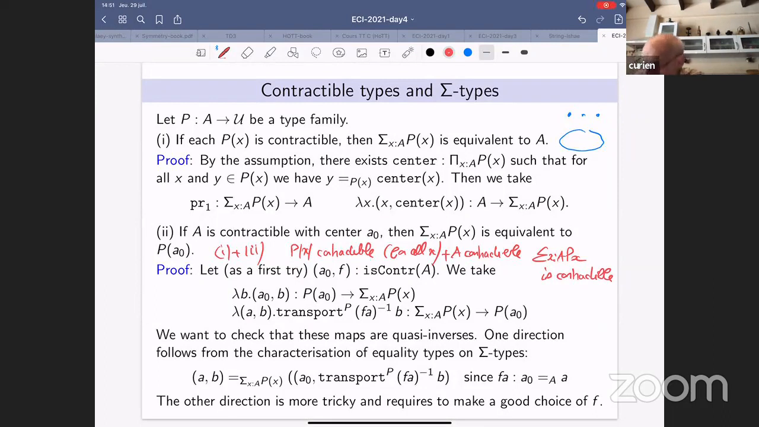So by the 1, using the fact that all the P of x are contractible, I know that my total space here is equivalent to A. Now, my second assumption tells me that A is contractible. And we have another theorem that I also mentioned yesterday, that for equivalent types, if one is contractible, then the other is contractible. Hence, this is contractible. So we will use this a bit later.